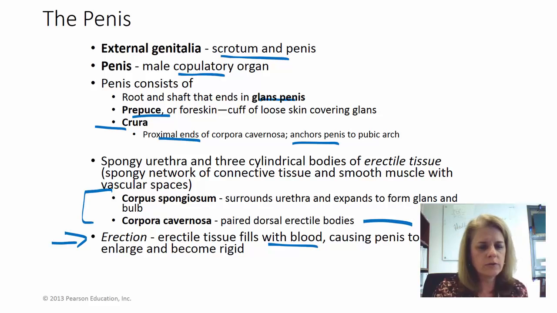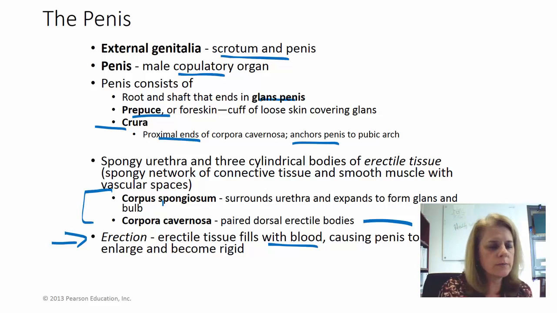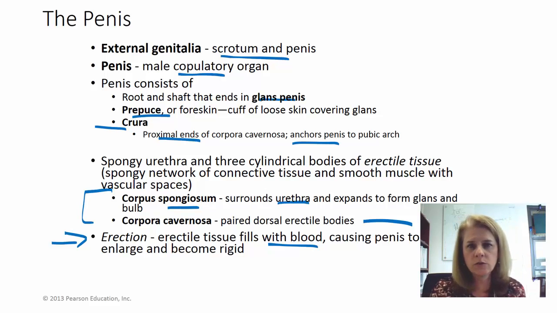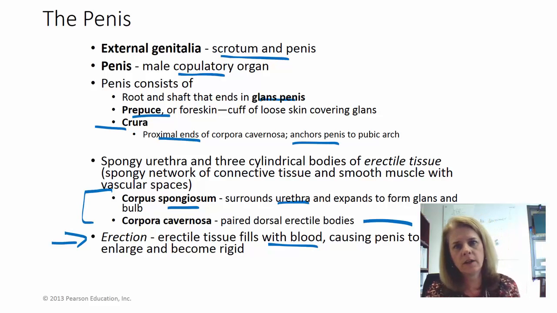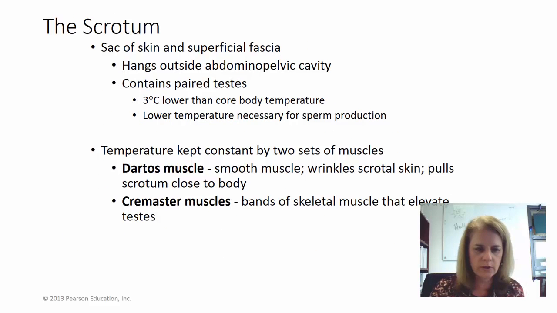The cavernosa, which are going to be paired, there's two of them, they kind of give the rigidity to the penis. Whereas the spongiosum actually surrounds the urethra and forms the glans penis, which is the end or the head of the penis. And its job is not only as far as erection is concerned, it allows the urethra not to get squished. And so you'll see that as I show you that anatomy.